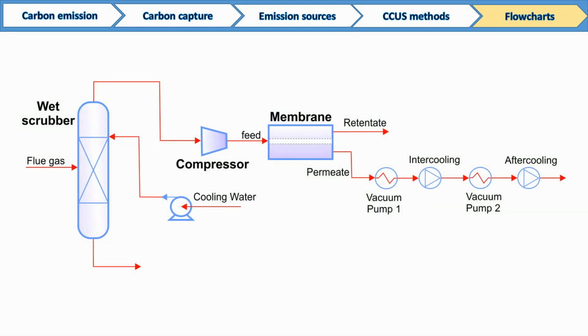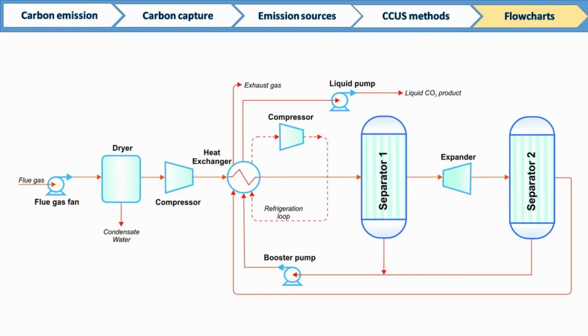Membrane separation process is a process that uses a special module called a membrane to separate gases in a gas stream by rejecting contaminants and passing the others through the membrane module. Cryogenic carbon capture involves a physical separation process based on the differences between the boiling and the desublimation points of carbon dioxide in the gas mixture.